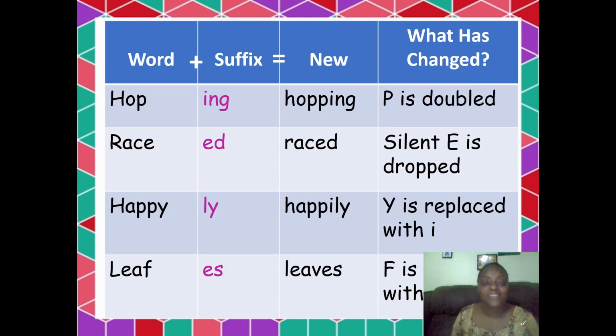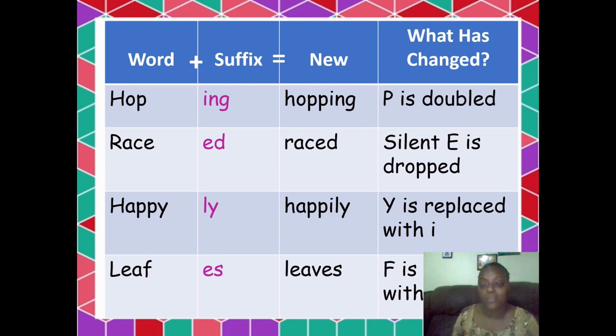Let us look at this chart. We have some root words, suffixes added, a new word that is formed, and the notation of a change that has taken place. Let us look at the first word, hop. Now, hop is a CVC word. That means that hop has a consonant, a vowel, and a final consonant. Words that are written in that form, adding a suffix that begins with another vowel will do something to the first vowel. In this case, the I would give the O a long sound.